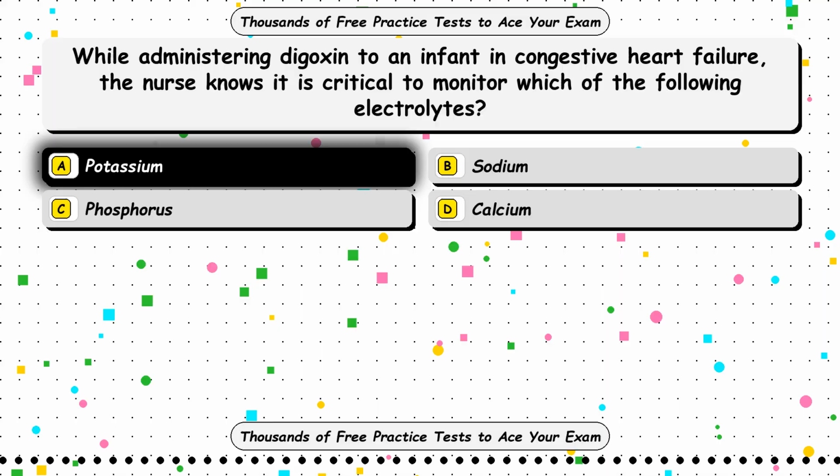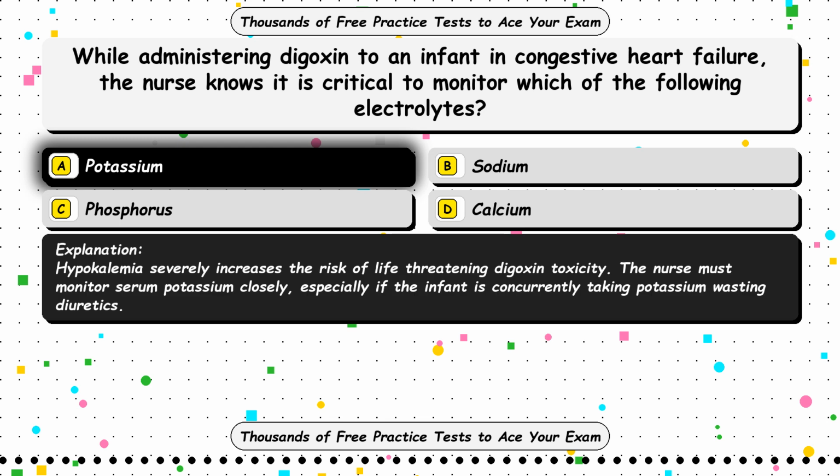The correct answer is option A. Potassium. Hypokalemia severely increases the risk of life-threatening digoxin toxicity. The nurse must monitor serum potassium closely, especially if the infant is concurrently taking potassium-wasting diuretics.